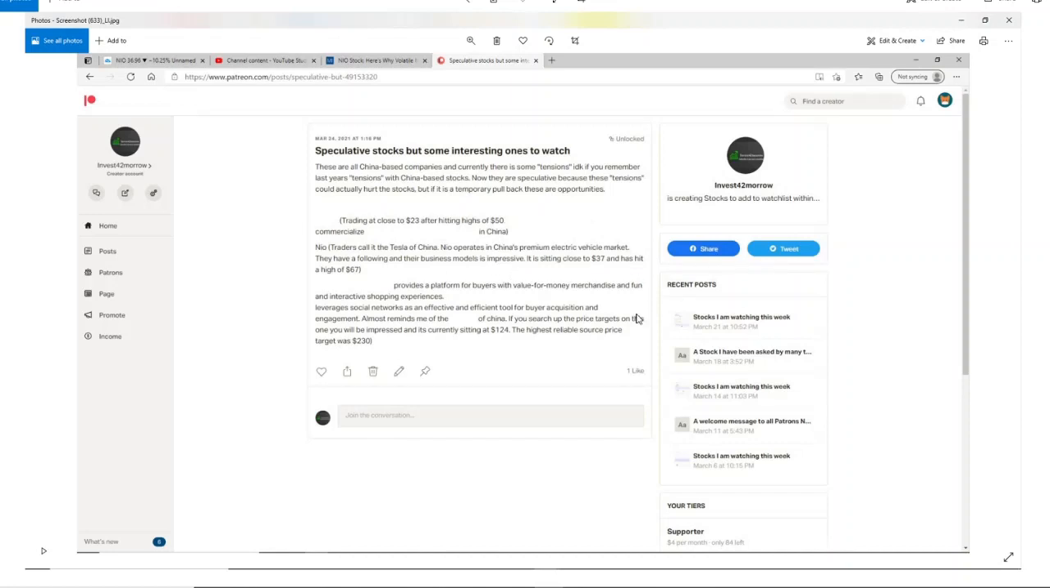And what I mean by that, they have a following, they have a cult-like following, and they're doing a really good job with their business model of making people have to come back to them for a battery swap. That's impressive, okay? They're the only ones mastering this and taking advantage of this in their sector. It is sitting close to $37 and has hit a high of $67.